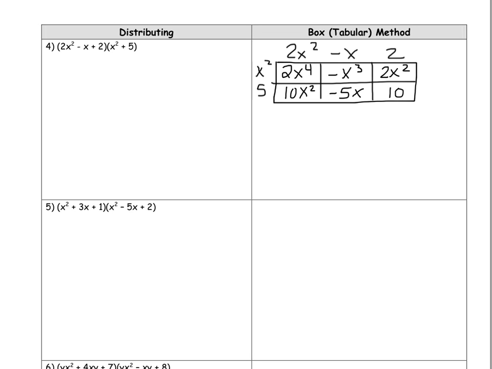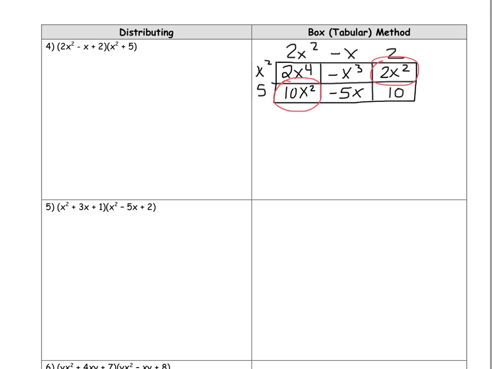and 10. Now if you notice, the diagonals aren't exactly matching up. And the reason why they aren't matching up is because this is a trinomial and this is a binomial. If I had made it x squared plus 0x plus 5 and added a third row, the diagonals would have matched up. But that's unnecessary. As long as you just circle the like terms, so we have a 10x squared and a 2x squared. Those are my only like terms.